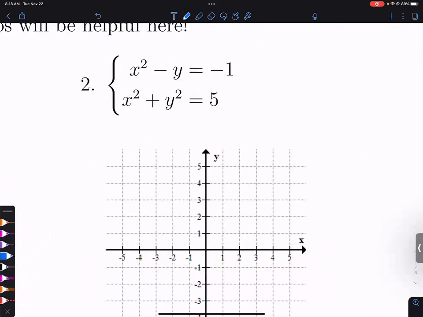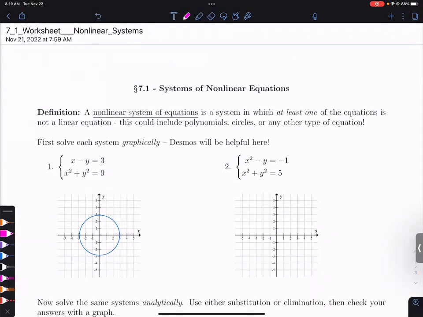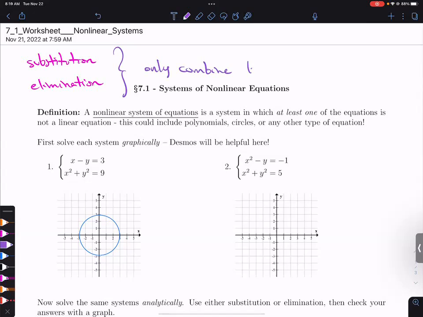On the other hand, here, adding or subtracting these, x squared and x squared, those are like terms. So I can subtract and get those to combine and to drop out, right? So I could do that here. I could do a substitution instead. I have some options there, but you're only going to combine like terms, right? So we're still using substitution and elimination, but we need to be careful to only combine like terms.